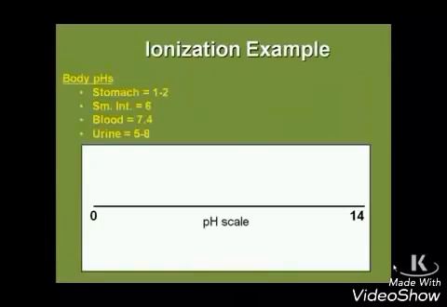To give you an example of how the exam might ask you a question related to ionization, you need to understand some normal body pHs first. I would imagine that most of you know these and are pretty comfortable with them. We know the stomach is very acidic, small intestine maybe slightly acidic depending on where you are, the blood 7.4, and the urine has a range usually of about 5 to 8.